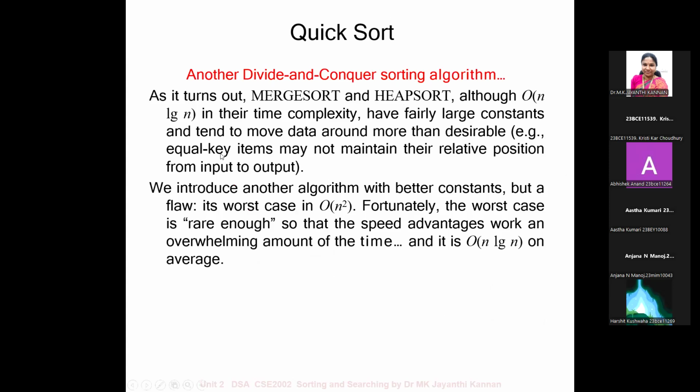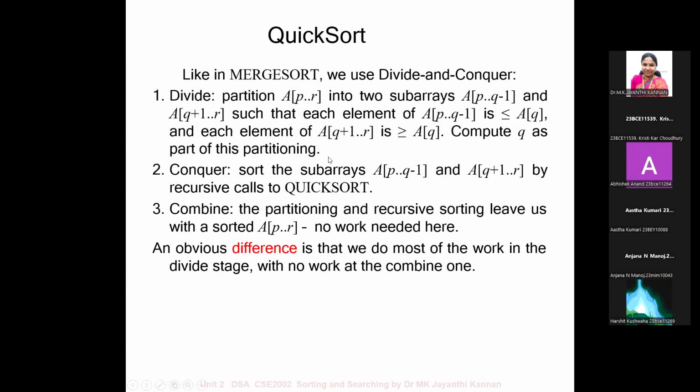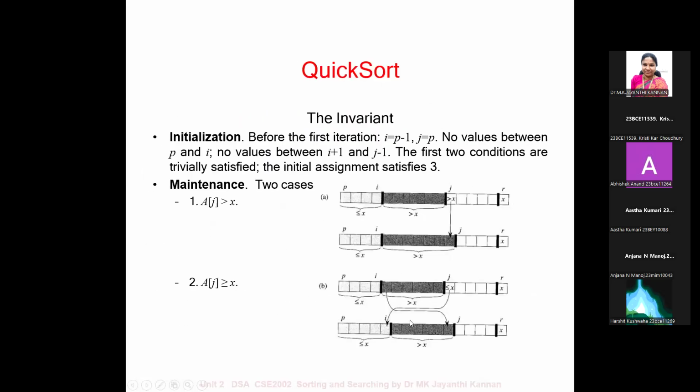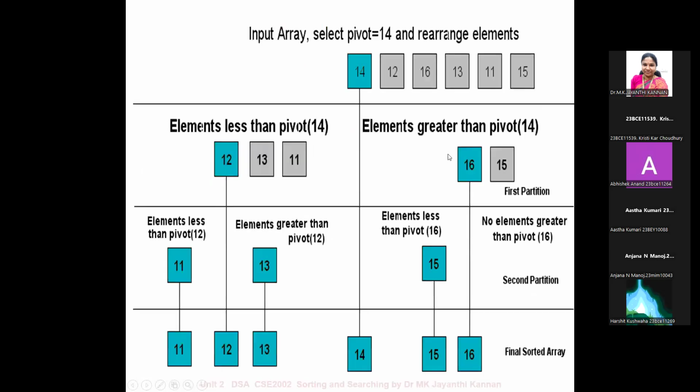The logic behind merge sort. Then quick sort. What is the definition? What are all the steps followed? In quick sort, it is also a recursive procedure. Within quick sort, we are calling quick sort for n by 2, n by 2, and partition. The partition is performed with respect to the pivot element: the elements which are less than the pivot and greater than the pivot. In that way, we are sorting.